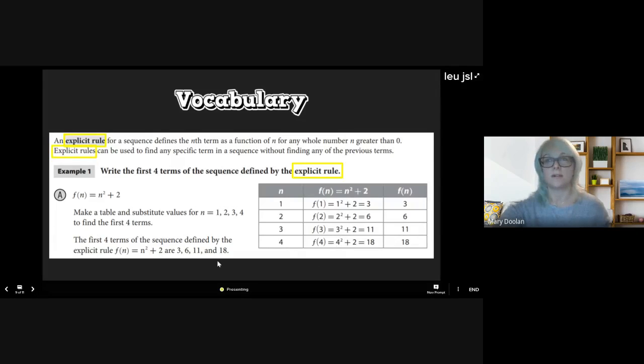Remember, when you square a number, don't forget, it doesn't mean multiply that number by 2. It means multiply that number by itself.